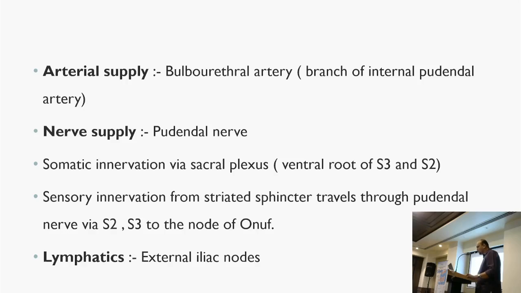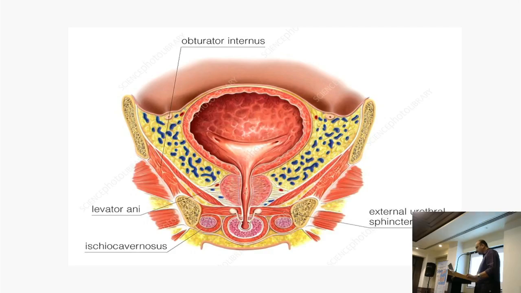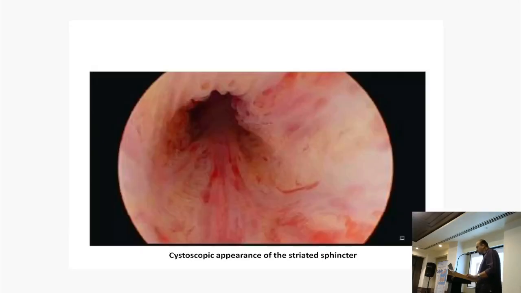Nerve supply is pudendal nerve. Somatic innervation is via sacral plexus, the ventral root of S3 and S2. The sensory innervation from striated sphincter travels to the pudendal nerve via S2, S3 to the nucleus of Onuf. The lymphatics drain through the external iliac nodes. This is a cystoscopic appearance of the striated sphincter.